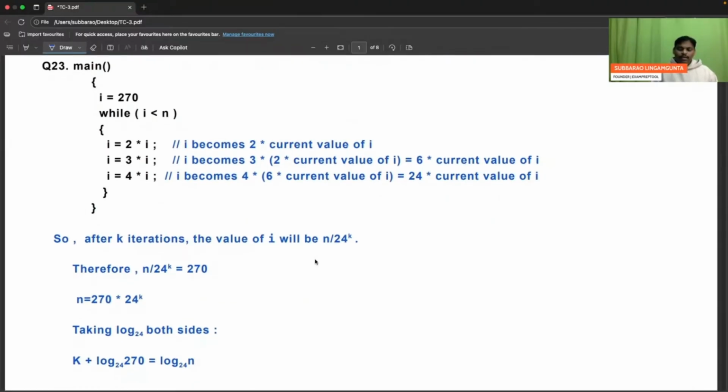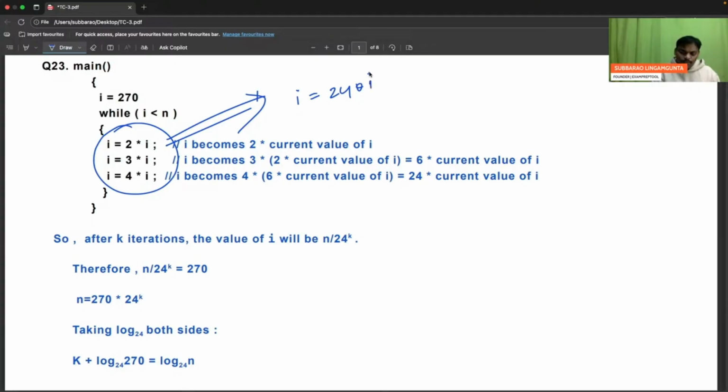Question number 23. I is equal to 270. While I less than n, I is equal to 2 into I, then 3 into I, then 4 into I. If you observe clearly, first 2 into I, for that into 3, for that into 4: finally 2, 3 is 6, 6, 4 is 24. So this became clear, very well. So what is the answer? I is equal to 24 into I.